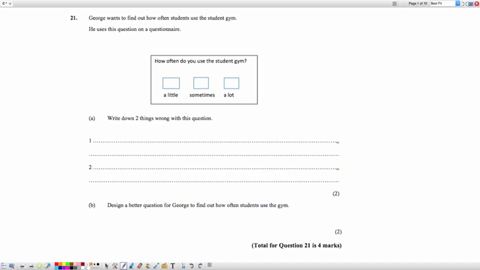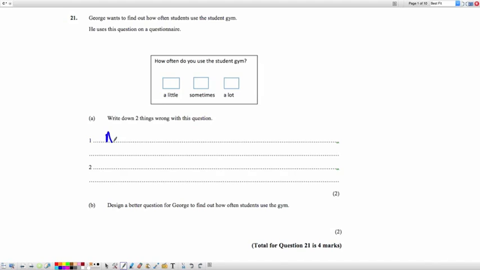Question 21. George wants to find out how often students use the student gym. He uses this question on a questionnaire. How often do you use the student gym? With the option boxes here for responses, a little, sometimes, a lot. Write down 2 things that are wrong with this question.